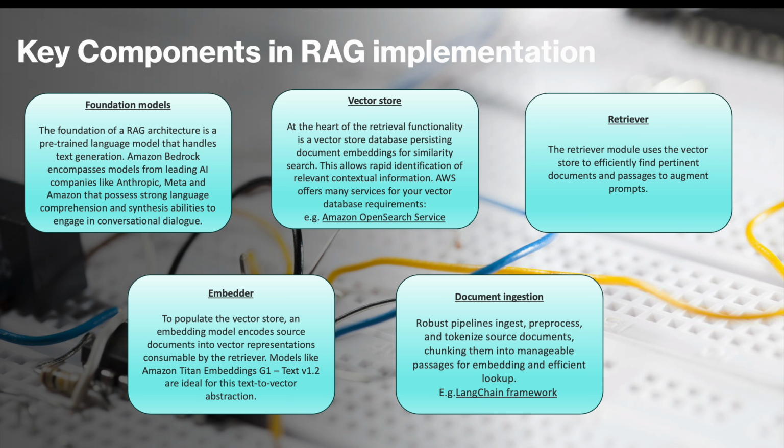Then the document ingestion. A robust pipeline ingests, pre-processes and tokenizes source documents, chunking them into manageable passages for embedding and efficient lookups. So we are going to again use the Langchain framework for how to chunk the data. How do we divide that data? That is something we will see in the Langchain framework.